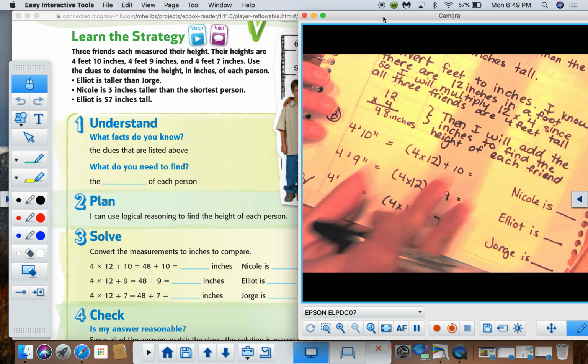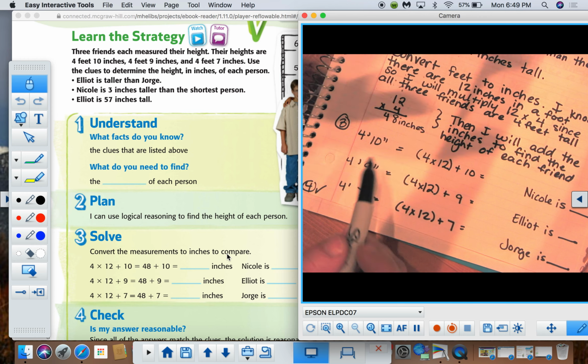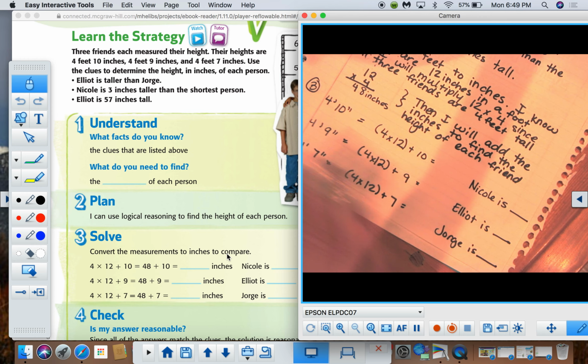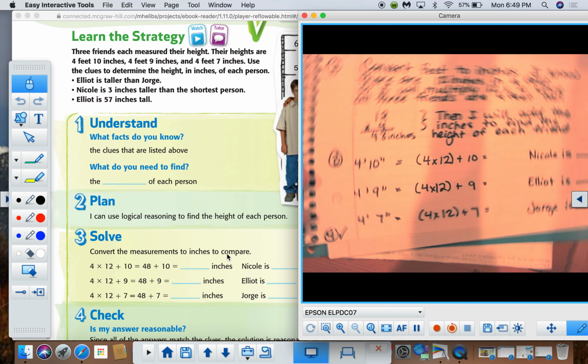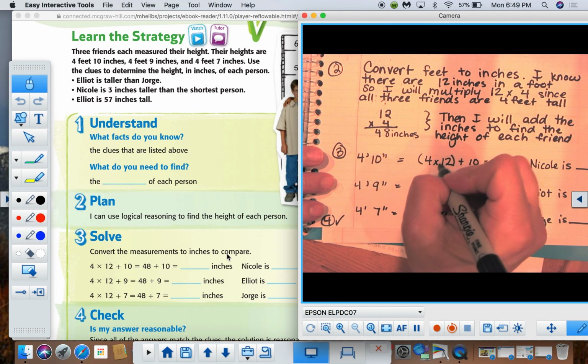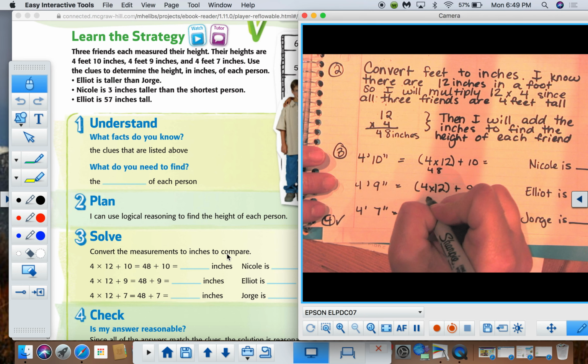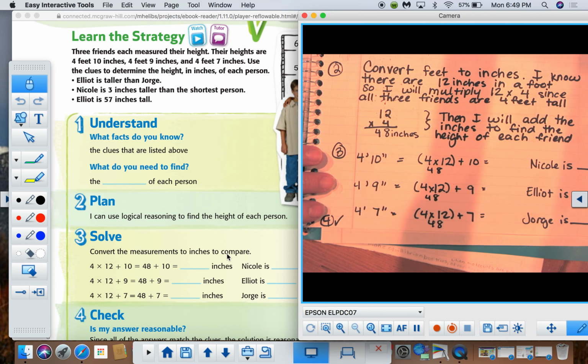So I'm going to move on to part 3. Right over here, solve. We're going to convert the measurements to inches and compare. So 4 feet 10 inches. I know 4 times 12 is 48. I don't have to do that each time. I already know that 4 times 12 is 48.